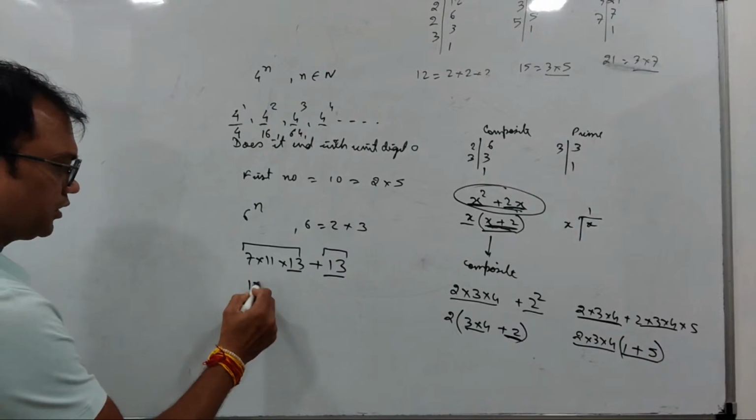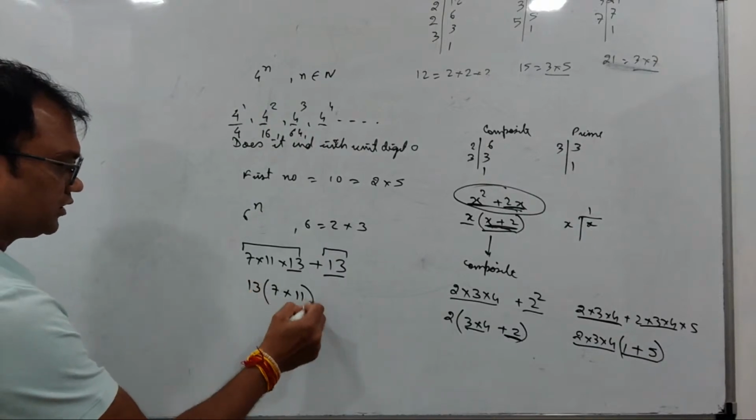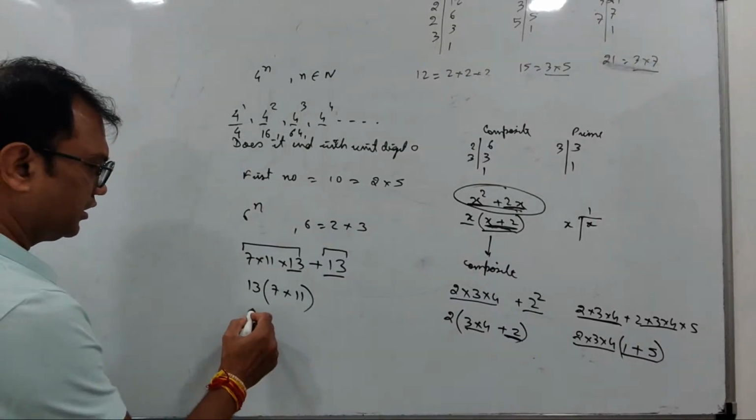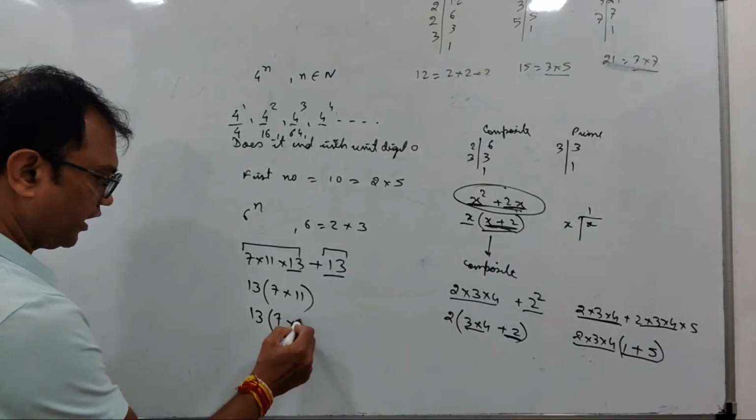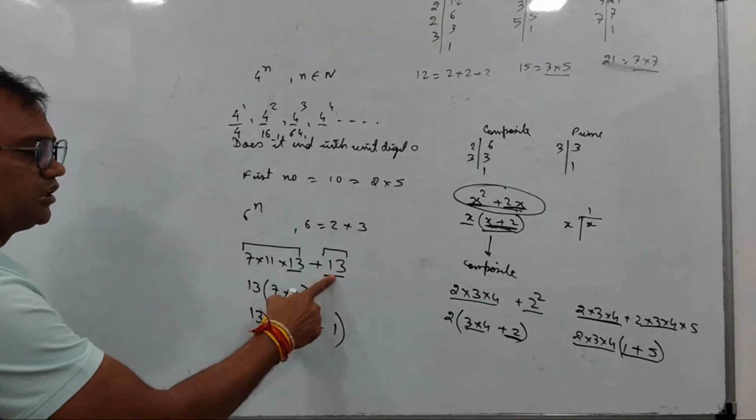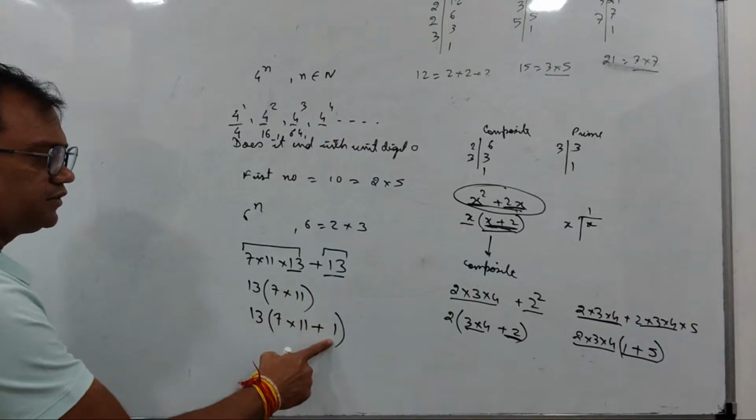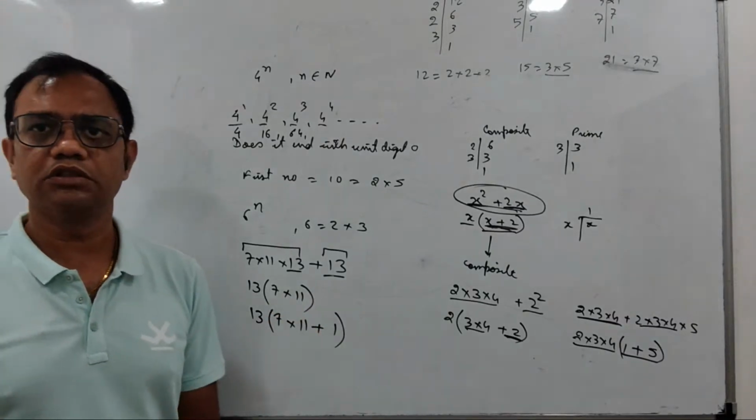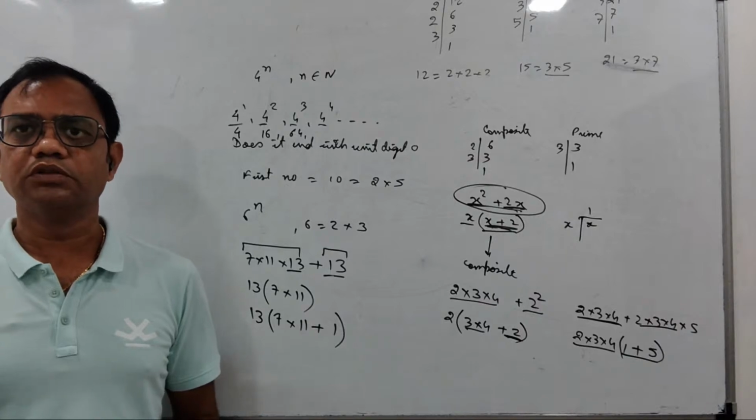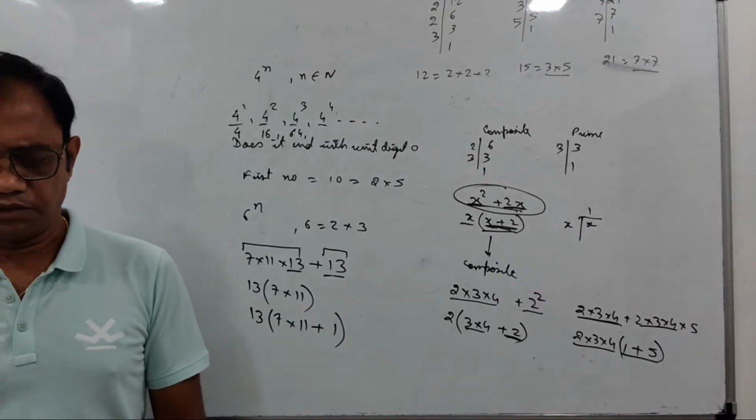Many students make a mistake that they write it as this. So this is wrong. You cannot write it like this. The correct way is writing it like this. The other number has to be 1 because 13 is taken out as common, so what is left is 1. Therefore this is composite. So this is how we are going to prove whether any number is composite or prime.